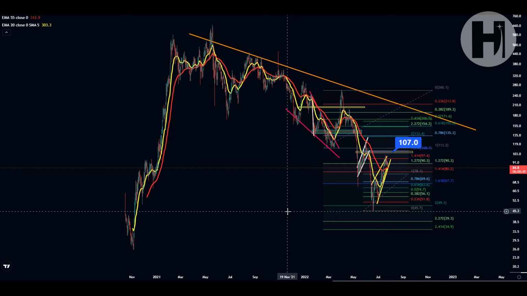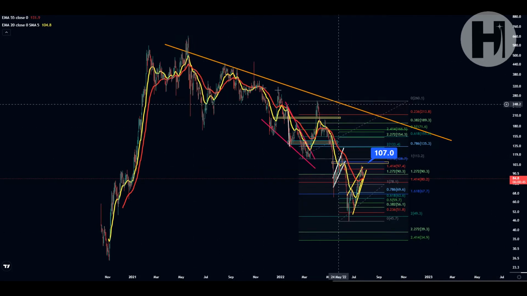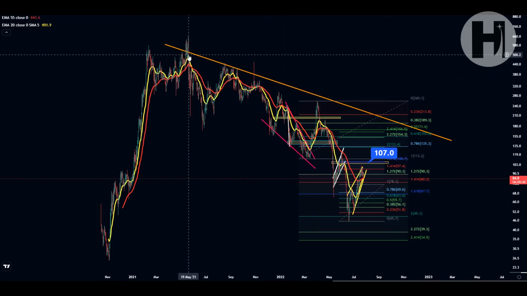Now jumping into the daily chart. As you can see, we do have this orange resistance trend line that has been rejecting us multiple times over the course of the past year and a half.